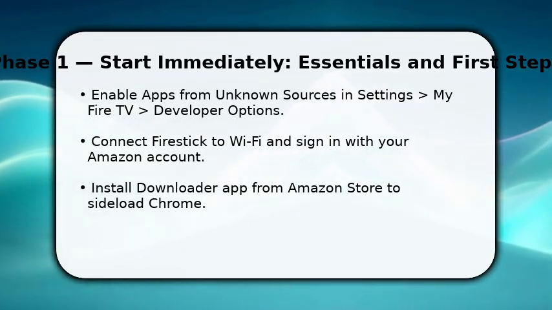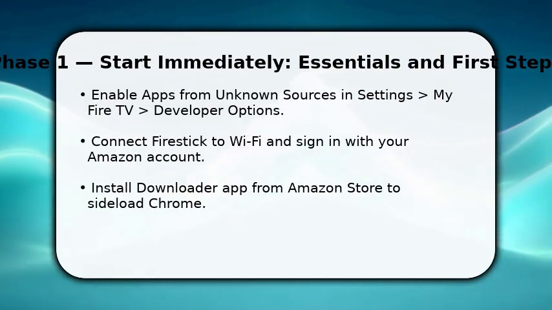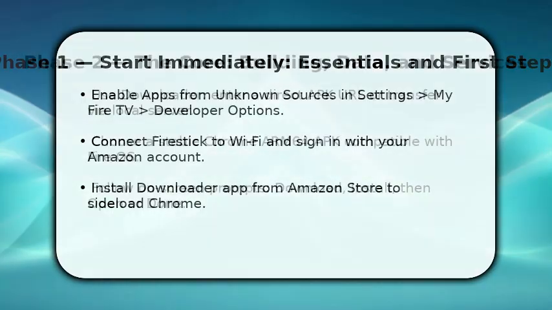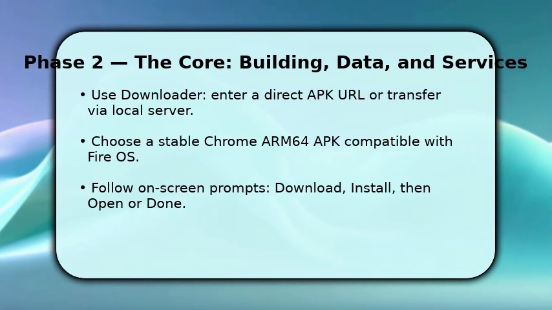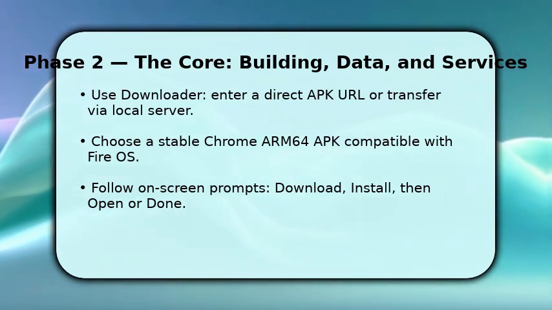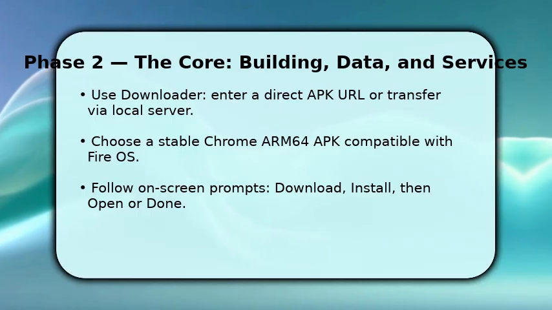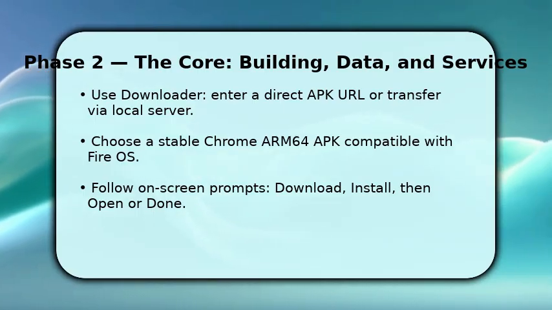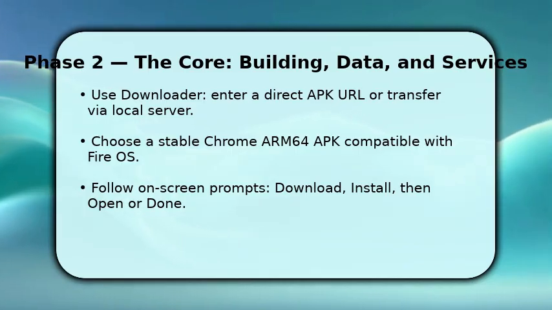This is the tool you'll use to fetch Chrome. Don't skip permissions, they're required. You'll fetch the Chrome APK through Downloader. Type a reliable URL or use a local HTTP server on your PC to deliver the file. Select an ARM64 build that matches Fire OS for compatibility, because wrong builds fail to install.